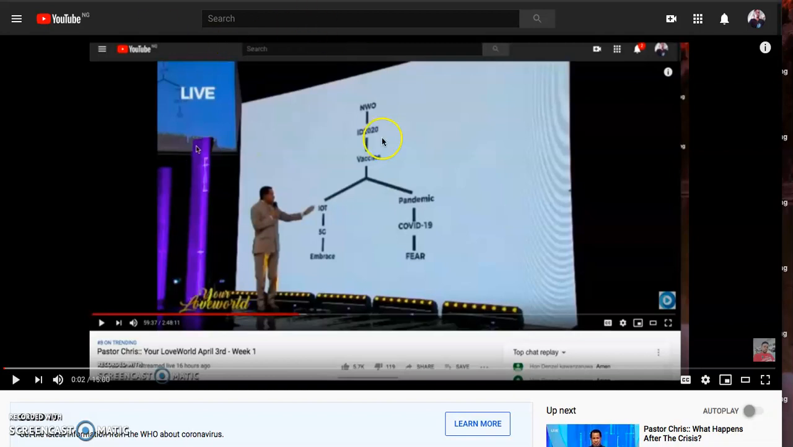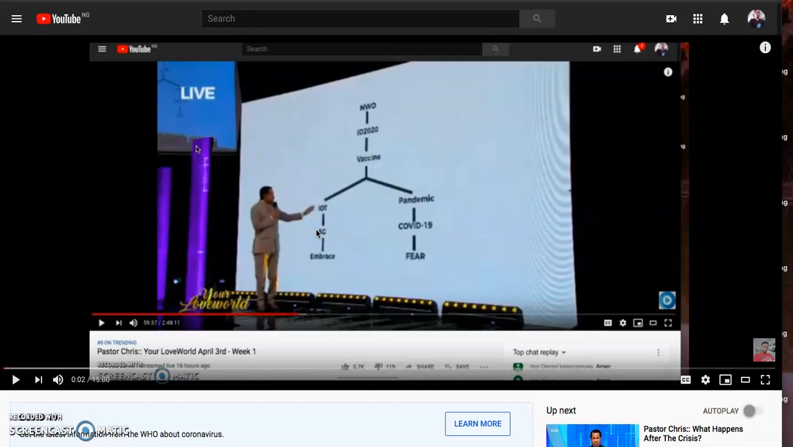So now look at this diagram. This is where everything came from. Now everybody is focusing on 5G, on what was said about 5G, but they are missing the vaccines. They are missing what was said about ID 2020, and that is where it came from. If you don't understand this, there is no way you can understand what he was talking about in 5G. But let me break it down for you in a few minutes.